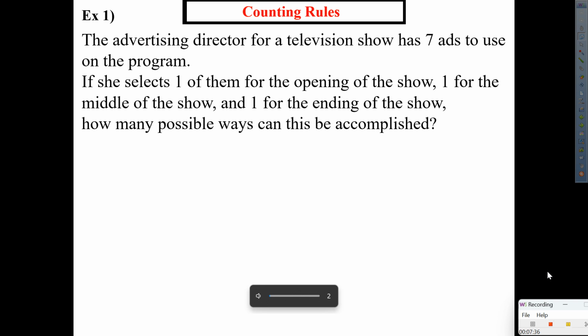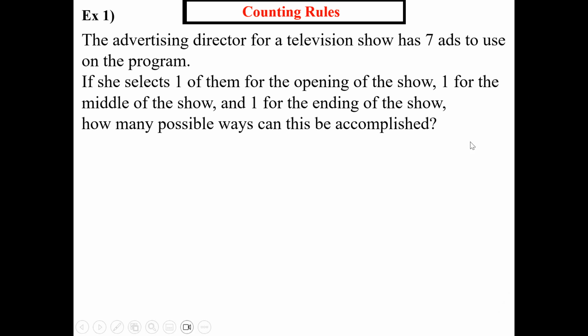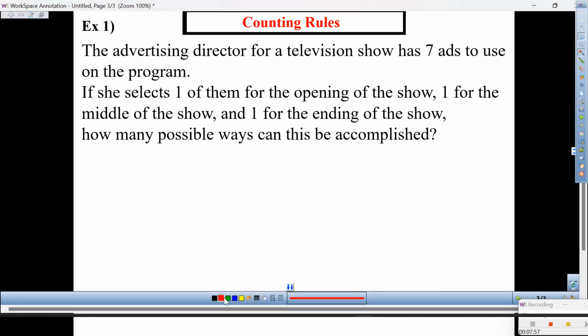All right, here we go. So it reads, the advertisement director for a television show has seven ads to use on the program. If she selects one of them for the opening, one for the middle, and one for the end, how many possible ways? Well, step one, let's write our rule, permutation rule.